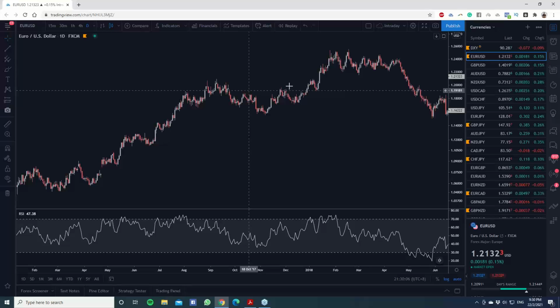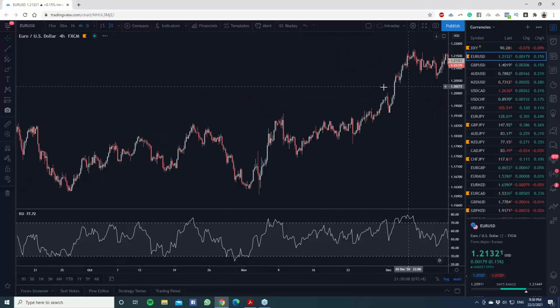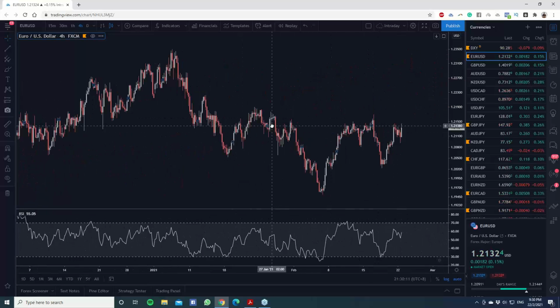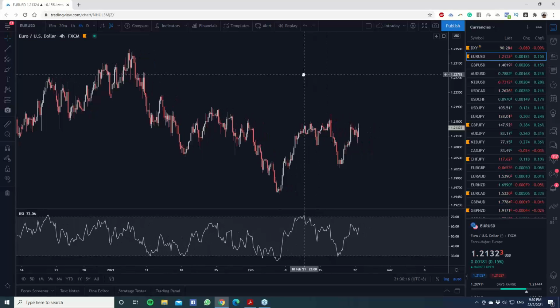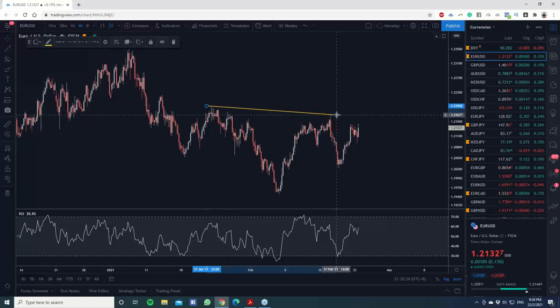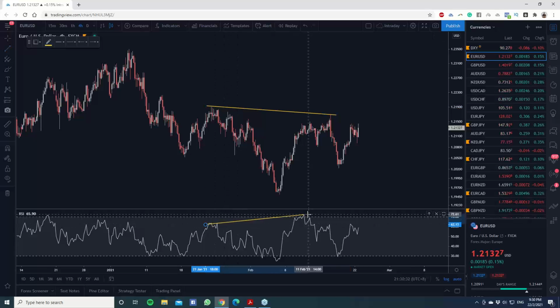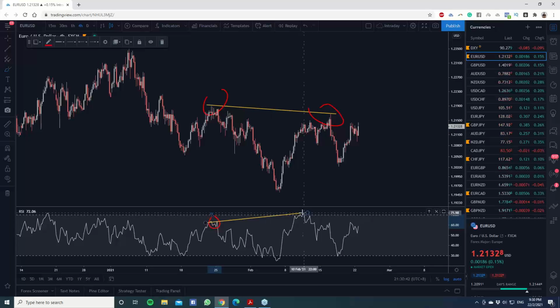hidden divergence. Maybe on the daily it's not there. Let me see if we can find it. In fact, over here, EURUSD 4-hour time frame. I'm not sure you can really see it, but can you see that price is actually making a lower high? But in terms of your RSI over here, you can see it's making a higher high. So that itself is what we call a hidden divergence.